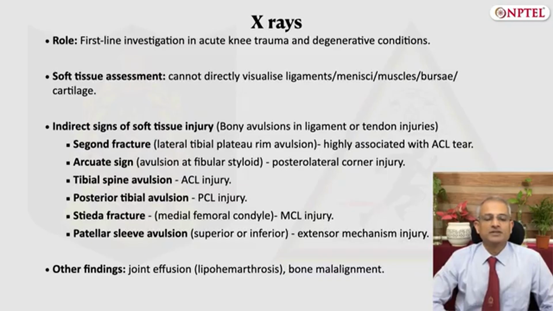Sometimes you may be able to see a patellar sleeve avulsion from either the superior or inferior pole of patella, which indicates injury to the extensor mechanism. Here, even if the bony speck is not visible, you may find the position of patella either riding very high or low in the knee compared to what it is when it is attached to both patellar as well as quadriceps tendon.